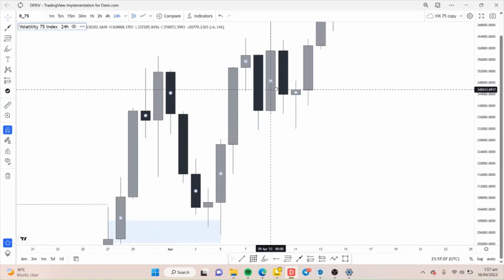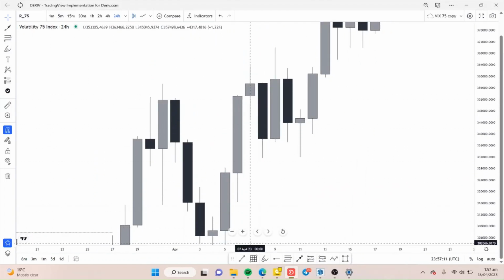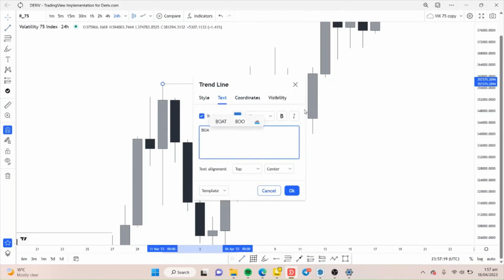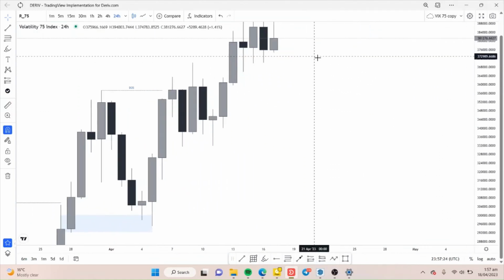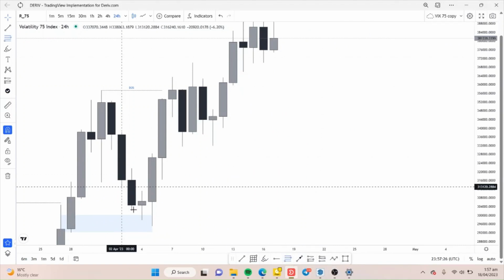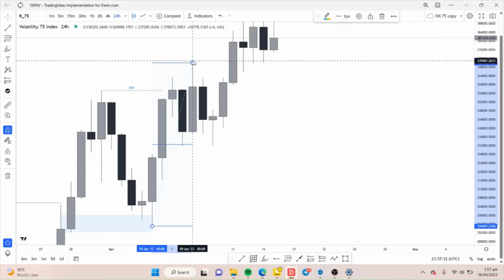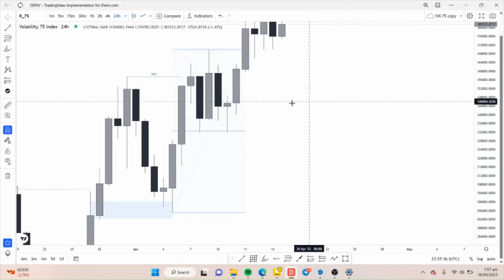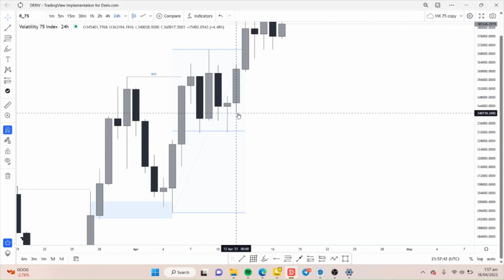So after this change of character, the next thing that happens is a break of structure, which is right over here. Okay, you have a break of structure, and then after the break of structure you can pull out your fibs from where the market starts to retrace. Go down is not the correct term. And then you see what had happened, we hit the 50 just there.